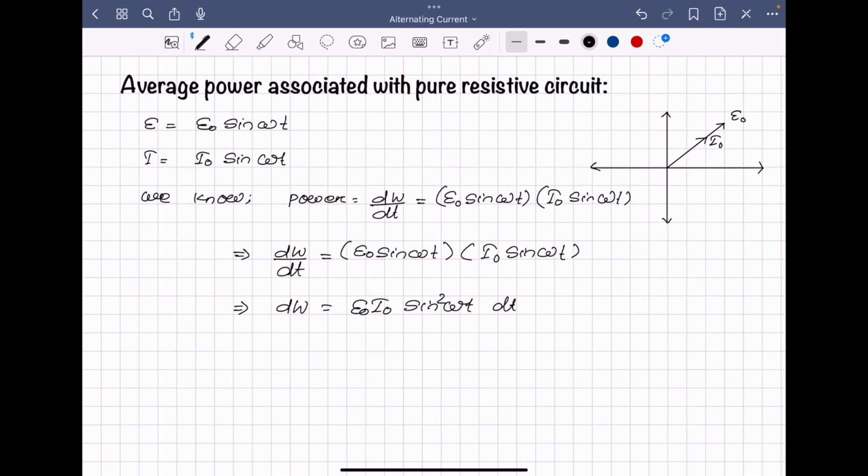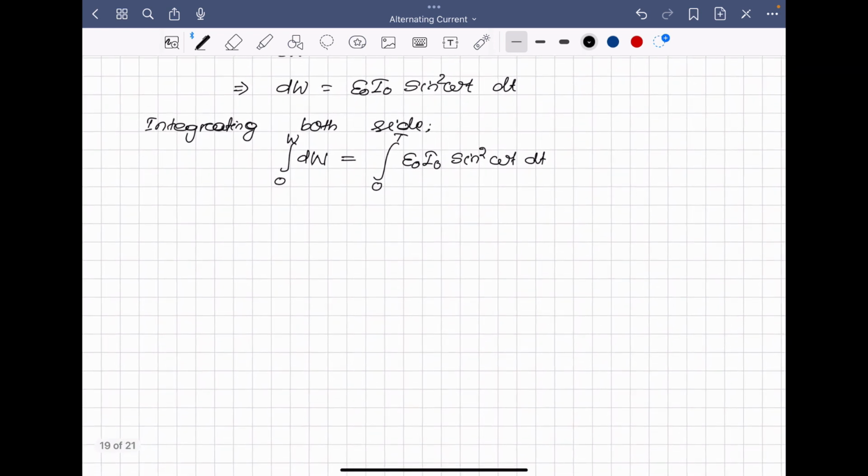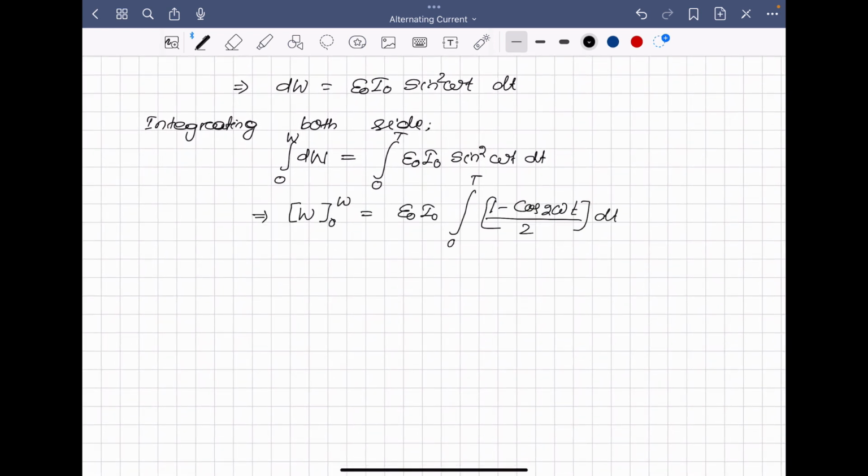Then we integrate dW so that we can get the total work done W. Integrating both sides, for dW we take the limit from 0 to W, and for dt we take the limit from 0 to T, that is, for a full cycle. E naught I naught is constant, so we take it outside the integration. In place of sine square omega t, we can write (1 minus cos 2 omega t) by 2.